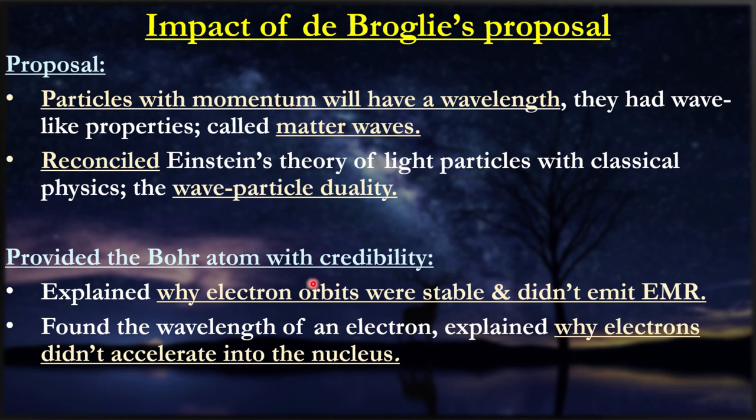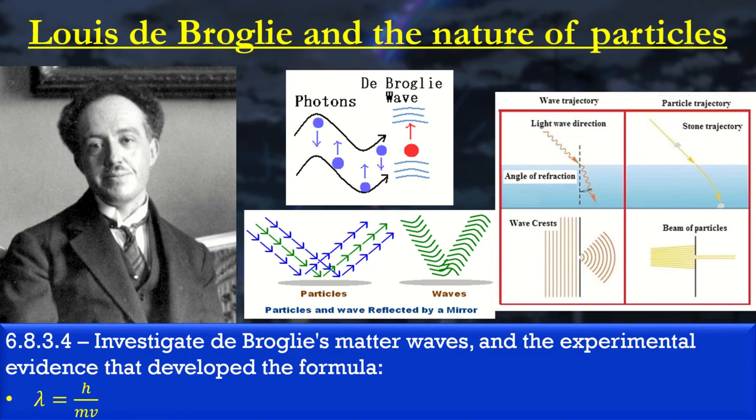The importance it provided was the credibility of Bohr's atom. It explains why electron orbits were stable and why they don't emit electromagnetic radiation. It also helps us find the wavelength of the electron, which previously wasn't known. And it also explains why electrons don't accelerate into the nucleus, because if it's acting like a wave, it's not acting like a particle at that stage.